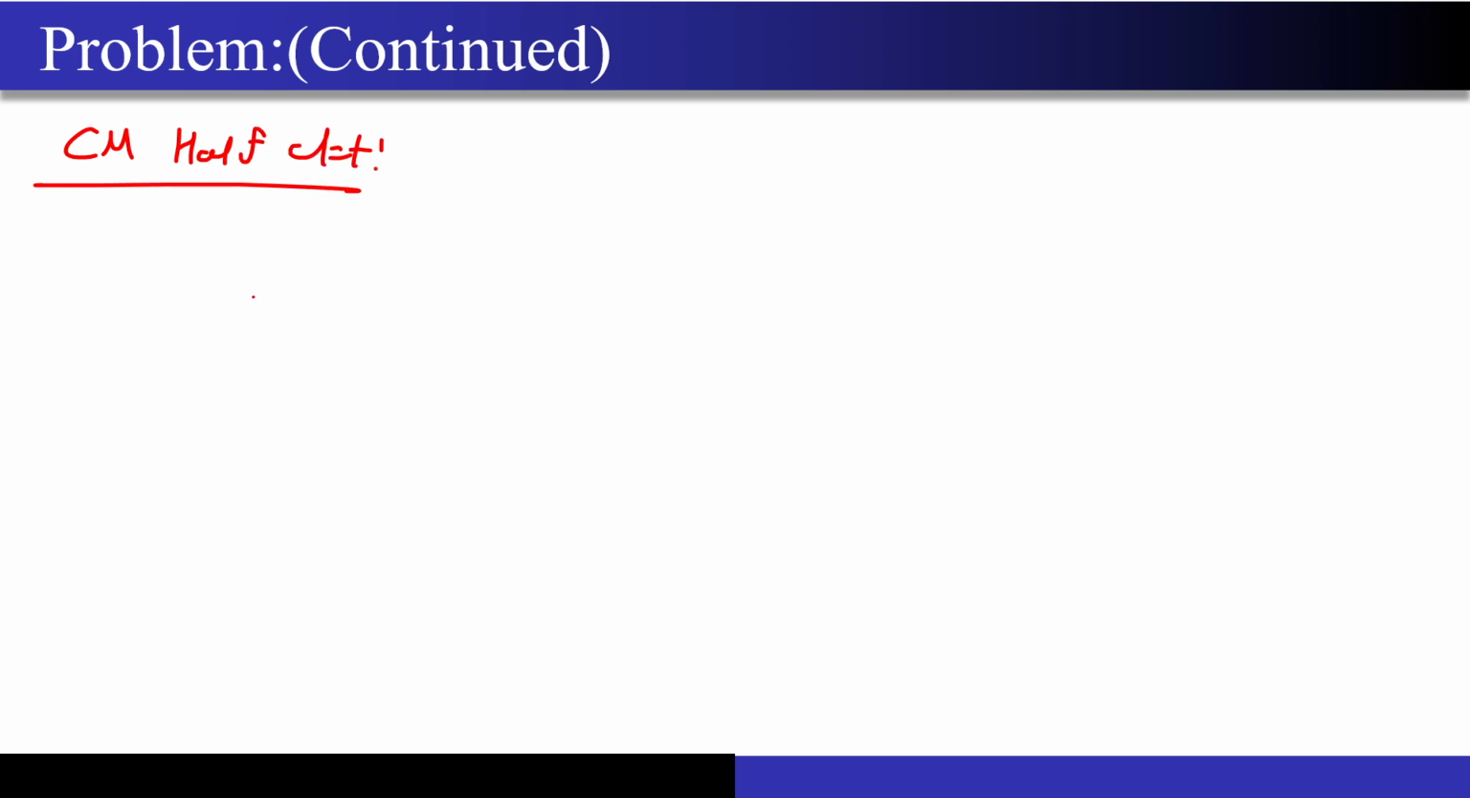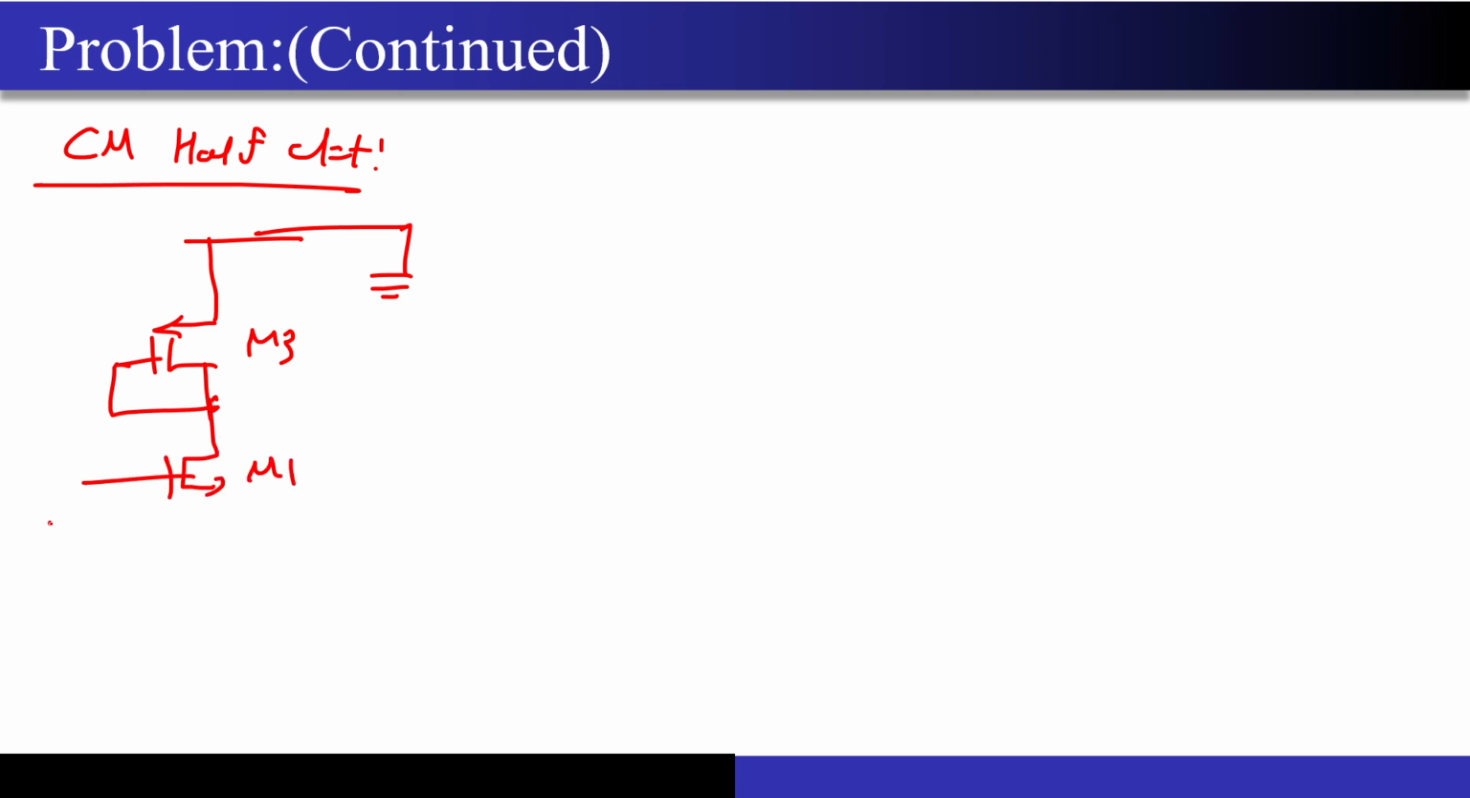Now again I will draw. I had a supply on the top. I'm grounding it. Then I had this diode-connected MOSFET M3 with me. And then I had this M1, the main transistor where I was actually applying the input. This is, let's say, the common mode signal now. Then I have an RZ, and now the tail current source resistance will also come into the picture, 2 times R tail. And now this is where I am taking the output.